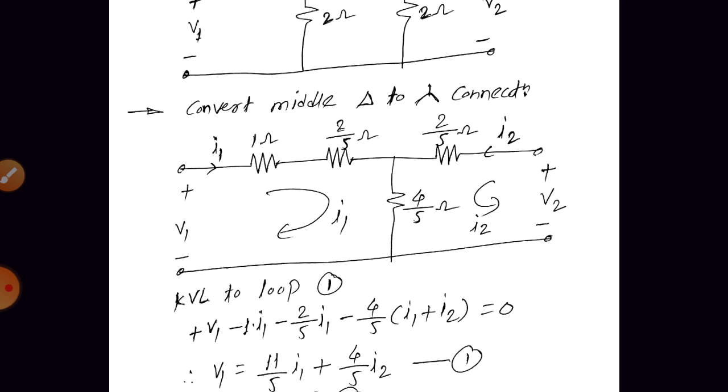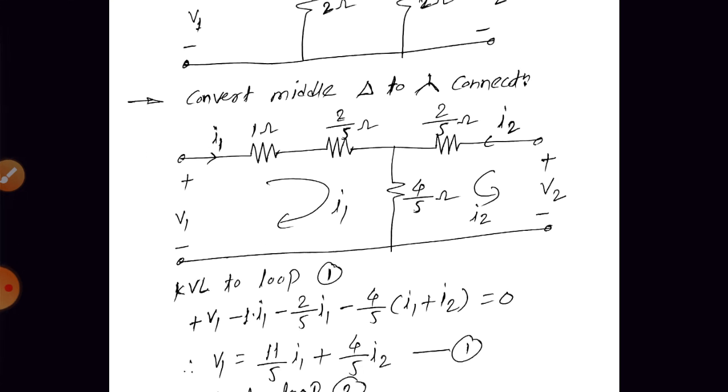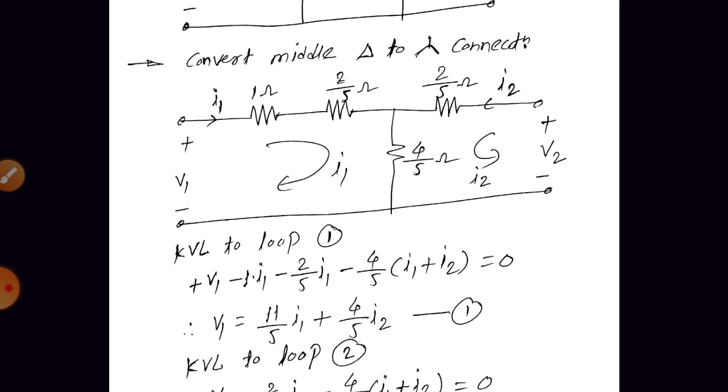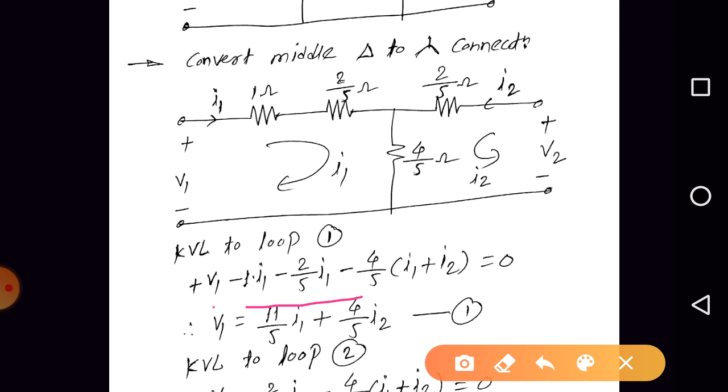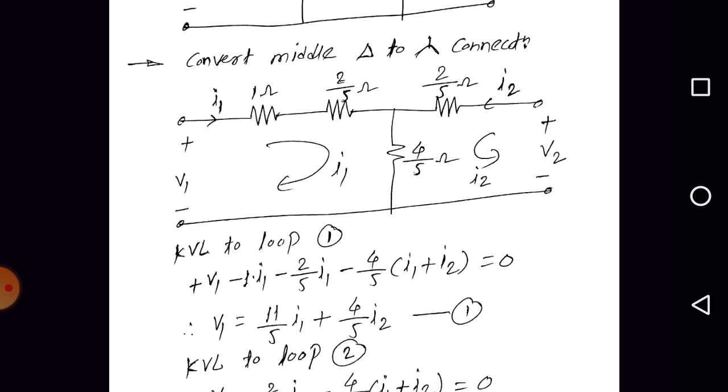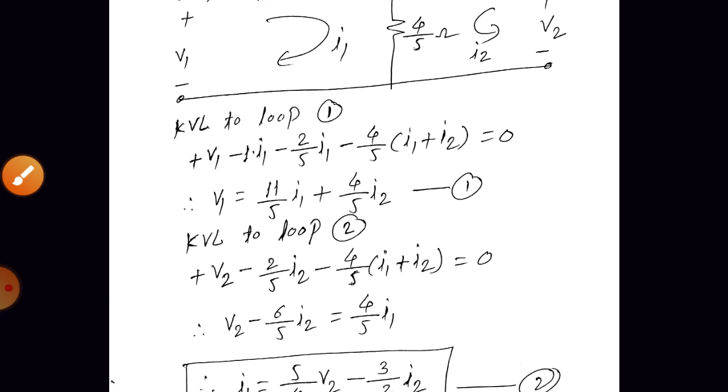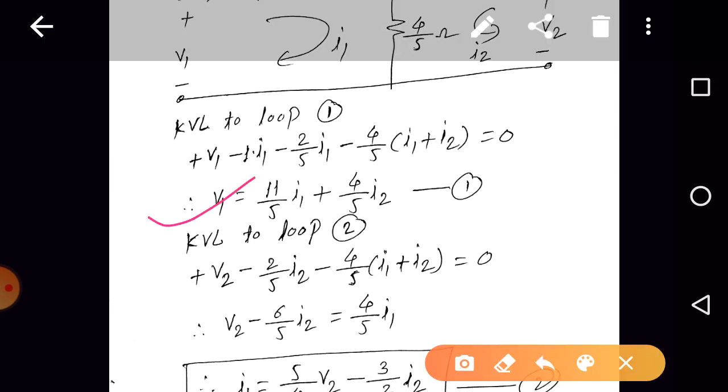Our task is to find the ABCD parameters, which means we need to write the expression for V1 and I1 in terms of V2 and minus I2. Can we apply KVL to loop 1? Yes: V1 minus 1 into I1 minus 2 by 5 into I1 minus 4 by 5 into I1 plus I2. After rearranging, V1 is equal to 11 upon 5 into I1 plus 4 by 5 into I2.